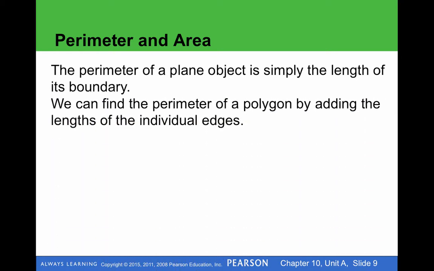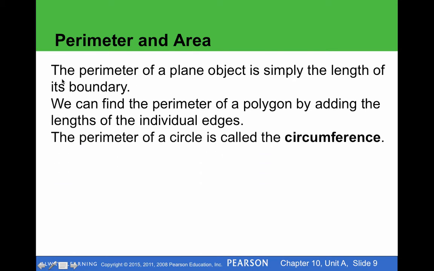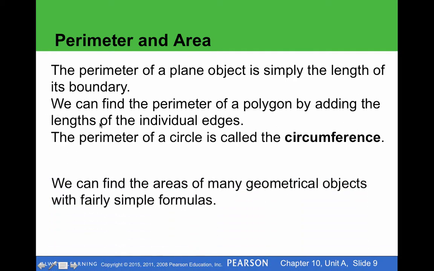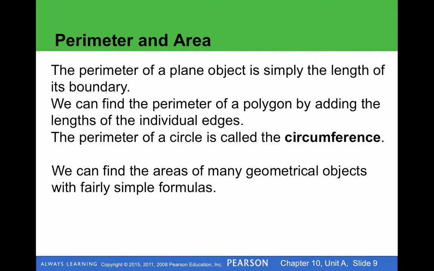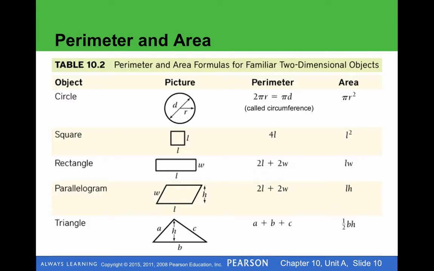The perimeter of a plane object is simply the length around its boundary. We can find the perimeter of a polygon by adding the lengths of the individual edges because they're straight edges. But the perimeter of a circle, because it's a curved object, we call it the circumference. We can find the areas of many geometrical objects with fairly simple formulas. So we'll have some formulas here.